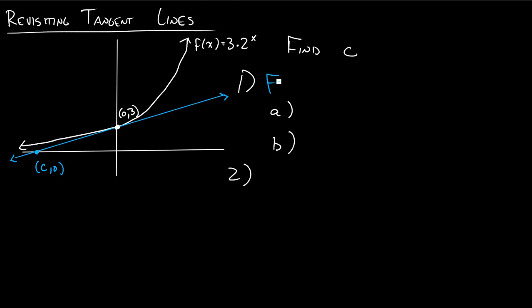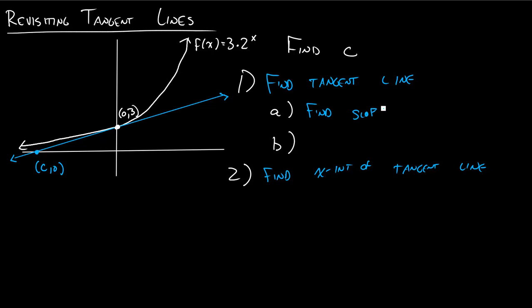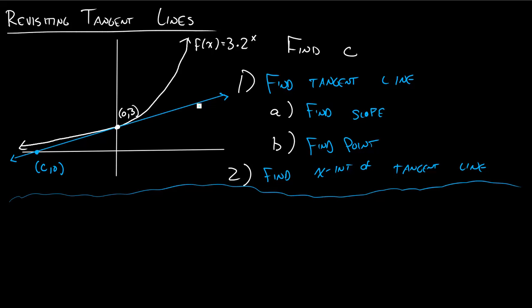The first step is find the tangent line, find the equation of the tangent line, and then the next step is find the x-intercept of the tangent line. All right? And so just like before, the steps for finding the tangent line, or for any line at all, are always find the slope. So find m, and then find a point on the line. Right? So if we wanted to do these steps, the first thing we would do would be 1a.